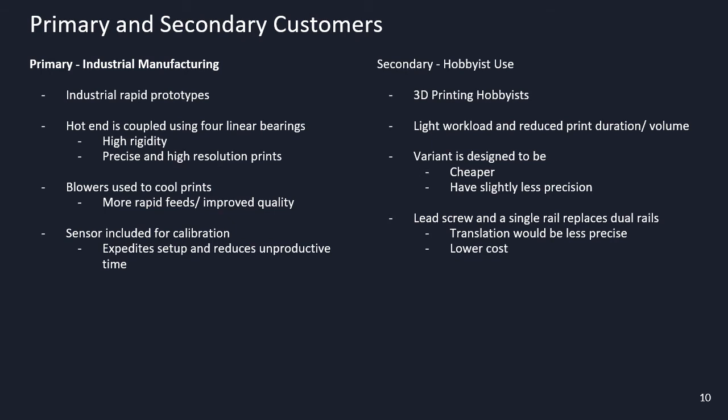As I said earlier, the 2 consumer groups for this product are for industrial use and hobbyist use. For industrial use, it will have to be relatively high resolution and high volume. To this end, we'll have 4 linear bearings, blowers used to cool prints, and a sensor used for calibration. Hobbyists don't need all of this because they're relatively light volume and workload. So we will have some of these removed or altered, like a lead screw in a single rail instead of dual rails.